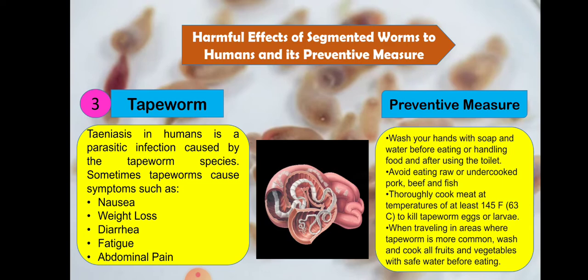So these are the preventive measures. First, wash your hands with soap and water before eating or handling food and after using the toilet. Second, avoid eating raw or undercooked pork, beef, and fish. Third, thoroughly cook meat at temperatures of at least 145 Fahrenheit or 63 degrees Celsius to kill tapeworm eggs or larvae. And lastly, when traveling in areas where tapeworm is more common, wash and cook all fruits and vegetables with safe water before eating.